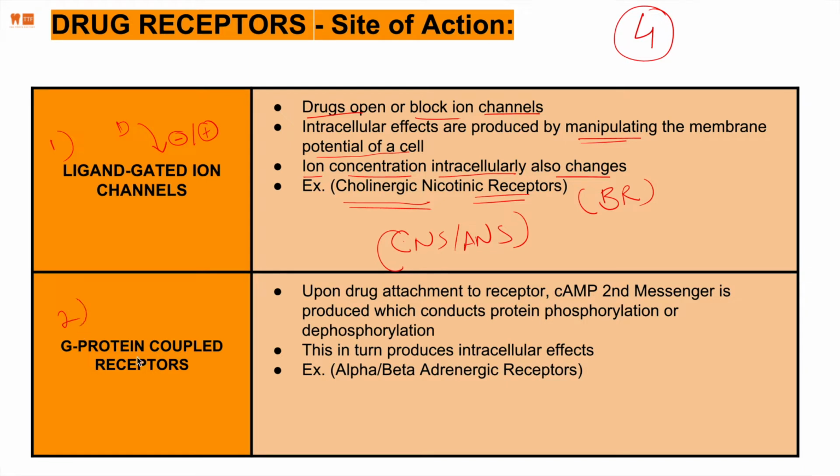The next type of receptor is G-protein coupled receptors. These are very important receptors, because what happens in G-protein coupled is upon drug attachment to the receptor, a cyclic AMP, which is a second messenger, is produced, which then conducts protein phosphorylation or dephosphorylation. Now, this process is responsible for causing the intracellular effects, the biological response. So this now becomes a three-step process, right? Cyclic AMP, then phosphorylation of the proteins, and then the biologic response, intracellular effects. Examples are alpha and beta adrenergic receptors. We will also talk about these later on in future lectures, and this is from the adrenergic system.